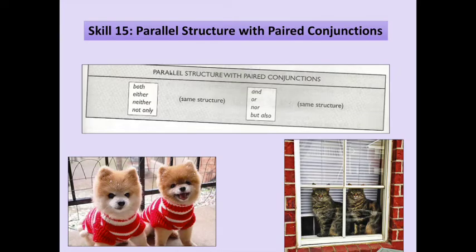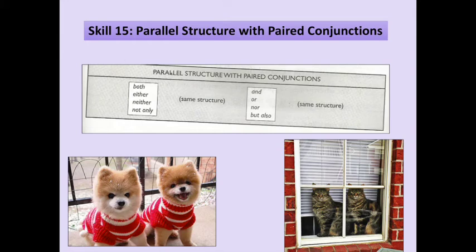Skill 15 is also about parallel structure. Skill 15 is parallel structure with paired conjunctions. Remember, the paired conjunctions are both, and, either, or, neither, nor, and not only, but also.